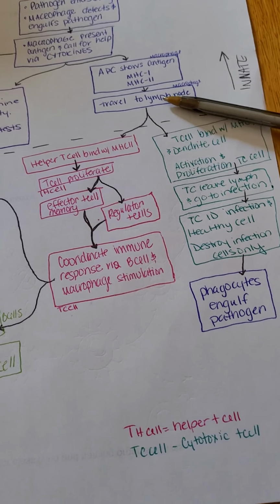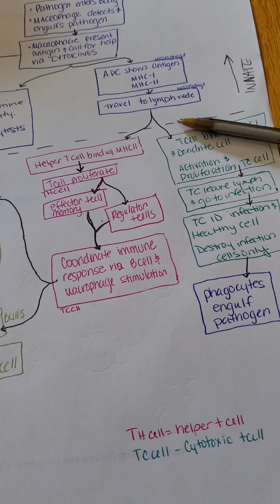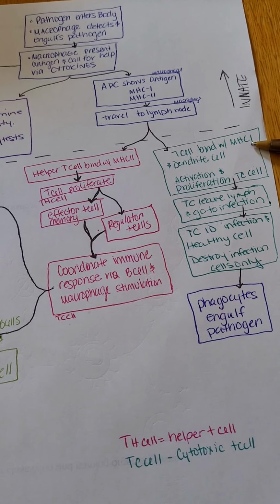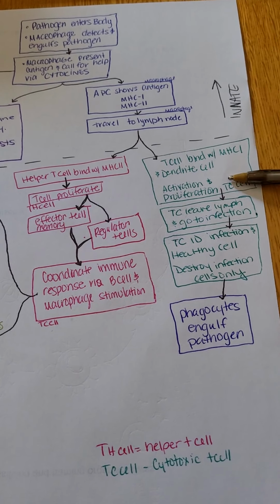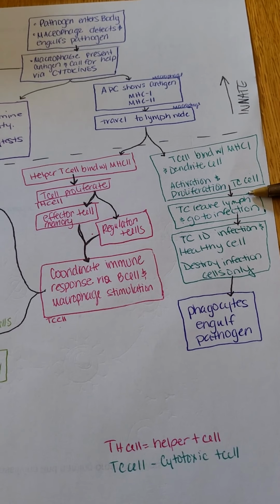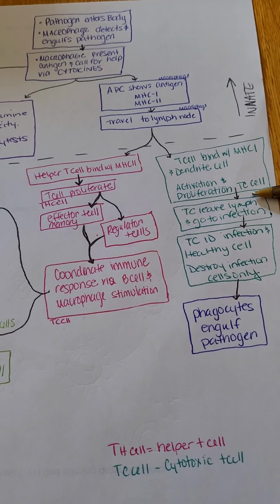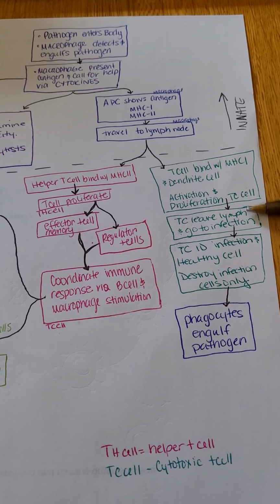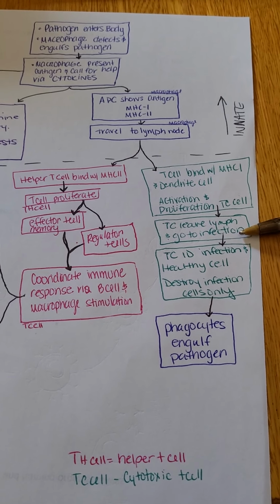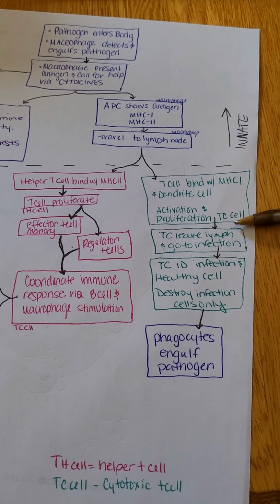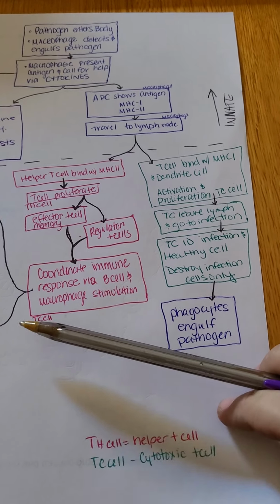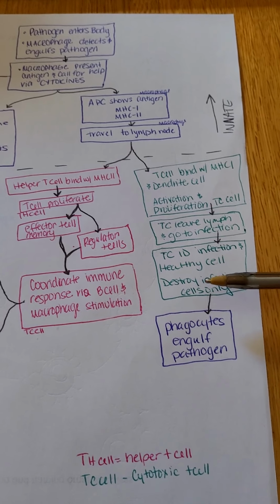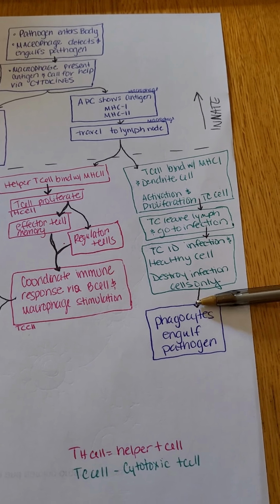Also from our lymph node, we have the T cells combined with the antigen and the dendritic cell, which is activation and proliferation of the T cells. The T cells leave the lymph node and go to the infection. They identify the infection in and on healthy cells, and they identify the healthy cells. They destroy only the infected cells.